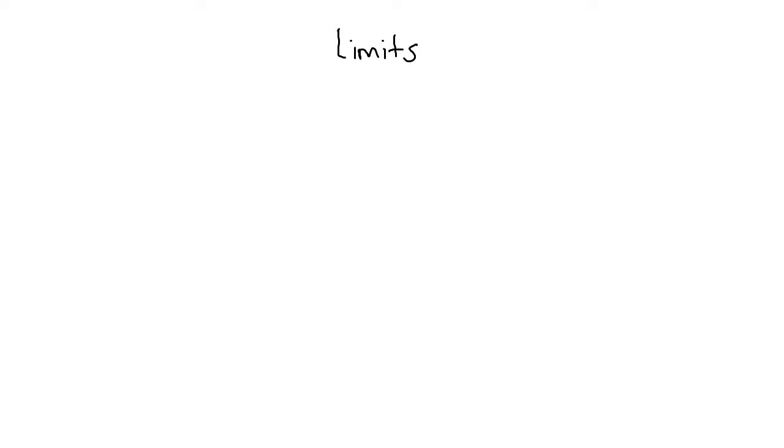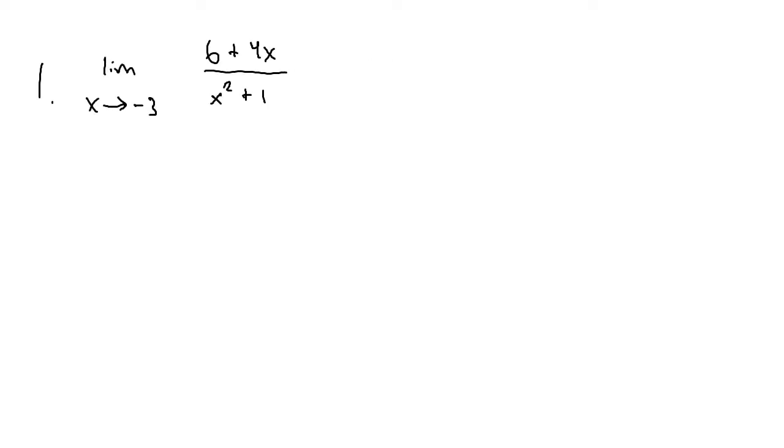So let's do some practice problems with limits. So let's take a look at the limit as x approaches -3 of (6 plus 4x) over (x squared plus 1). So obviously the very first thing you have to do, or at least try, is direct substitution.